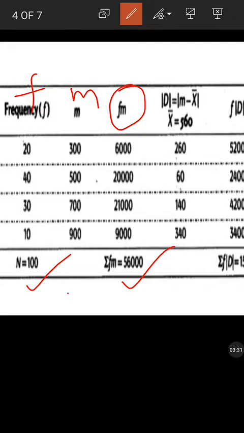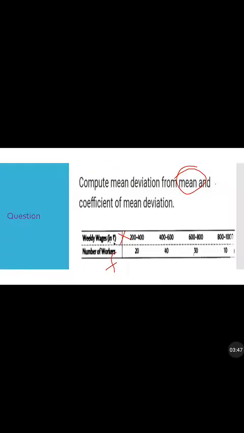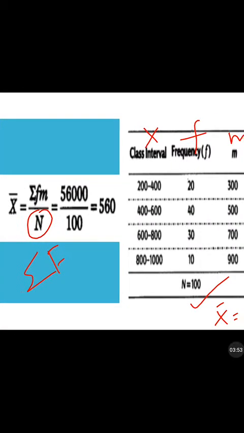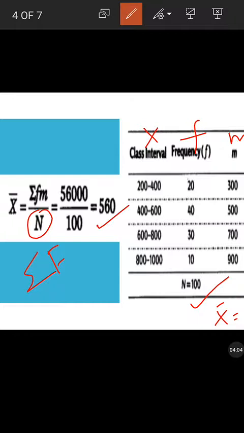So always remember what is the formula for x bar? X bar is equal to summation fm divided by summation f, and summation f is equal to n. That is why the formula is summation fm divided by n. So see here, x bar is equal to summation fm divided by n, that is equal to 56,000 divided by 100, that is equal to 560. So what is x bar value? X bar is 560. Always remember the formula summation fm divided by n. The answer is 560.